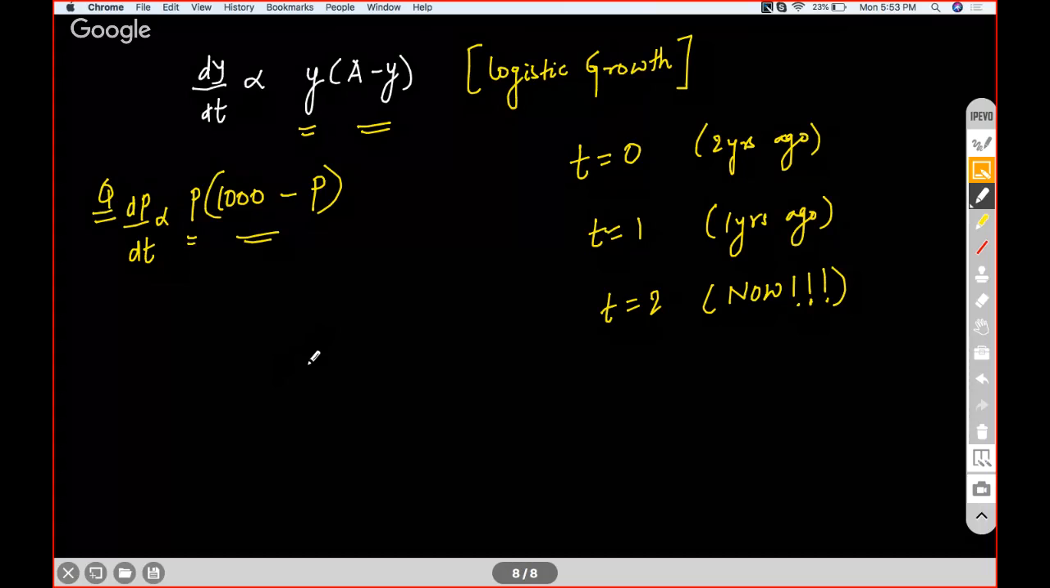How will you integrate dp upon p into 1000 minus p? Very good question. Have you done partial fractions before? By the way, you would have removed this proportionality constant with a k, so I'm writing it over here.